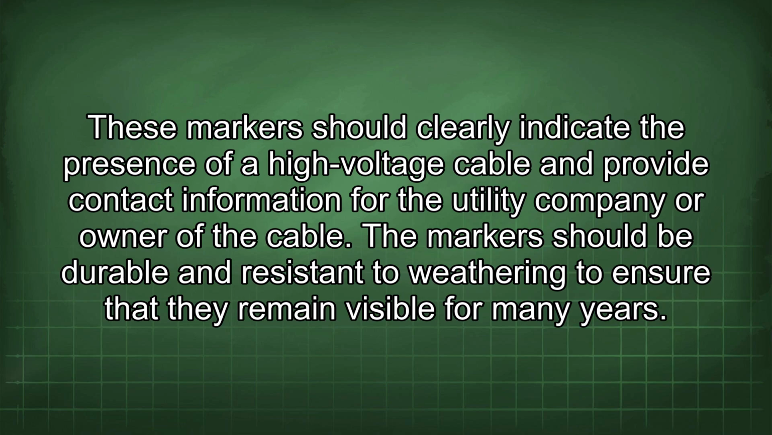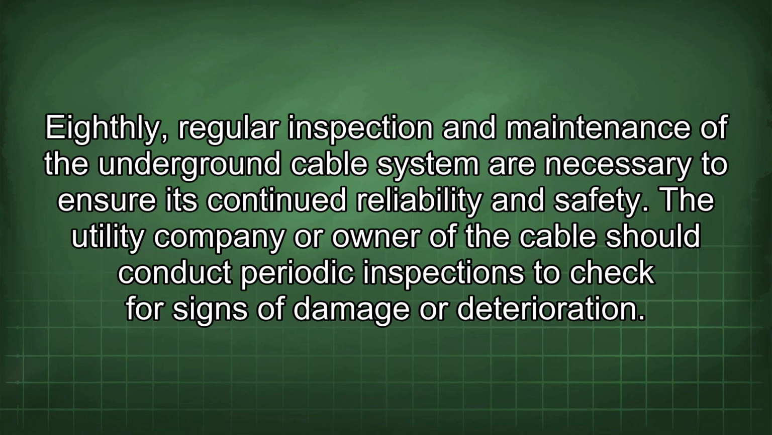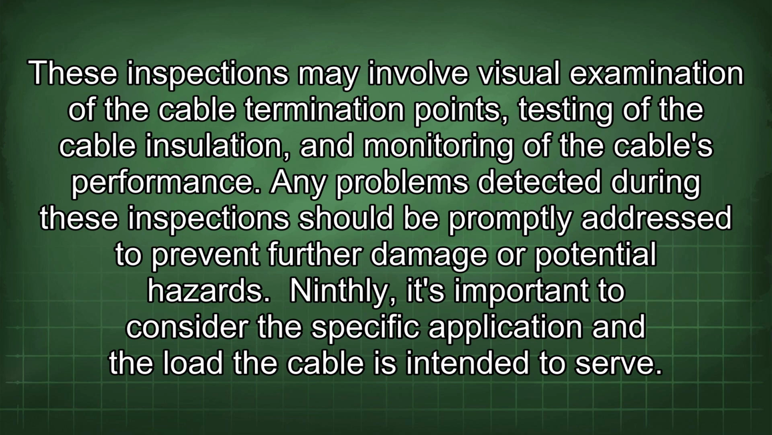Eighthly, regular inspection and maintenance of the underground cable system are necessary to ensure its continued reliability and safety. The utility company or owner of the cable should conduct periodic inspections to check for signs of damage or deterioration. These inspections may involve visual examination of the cable termination points, testing of the cable insulation, and monitoring of the cable's performance. Any problems detected during these inspections should be promptly addressed to prevent further damage or potential hazards.